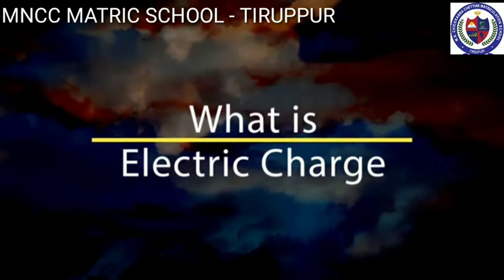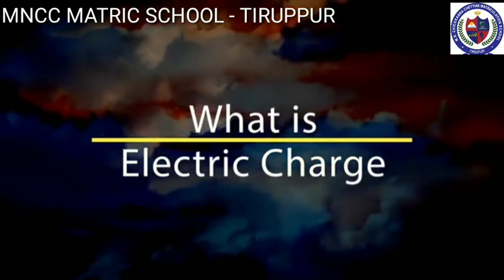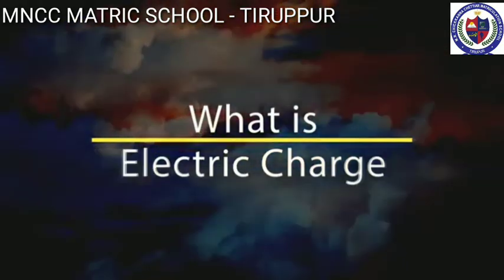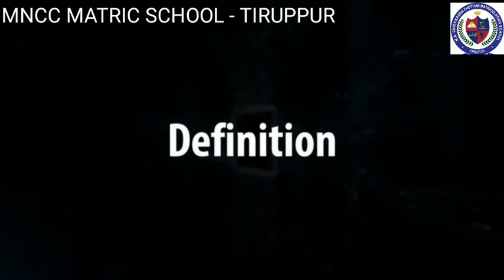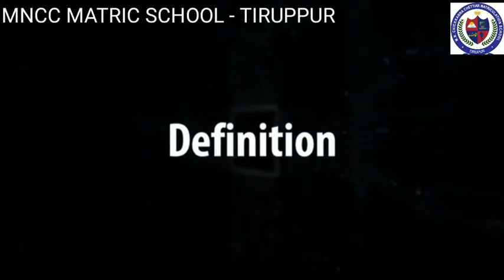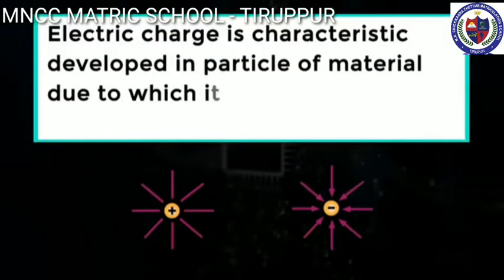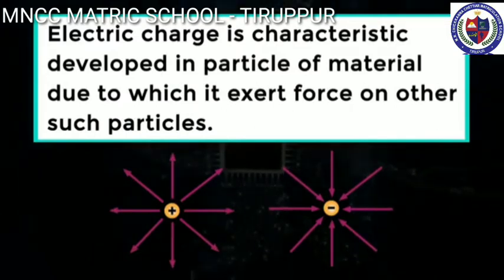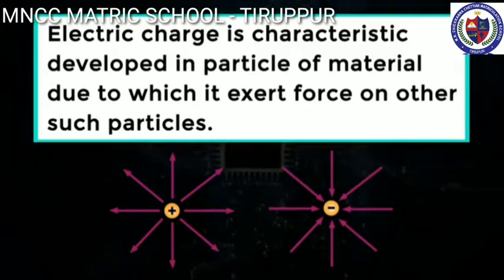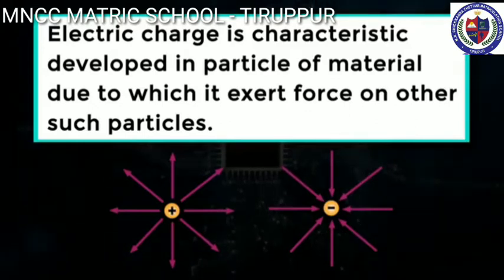If an electron is removed from the atom, it becomes positively charged. Then it is called a positive ion. If an electron is added in excess to an atom, then the atom is negatively charged and it is called a negative ion. The definition of electric charge is the characteristic developed in particles of material due to which it exerts force on other such particles. That is called electric charge.